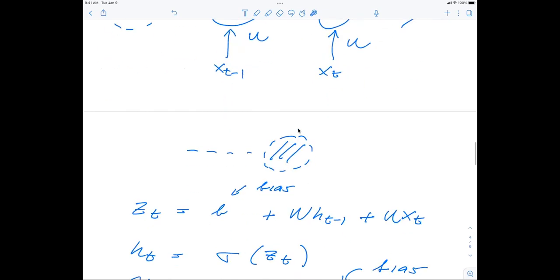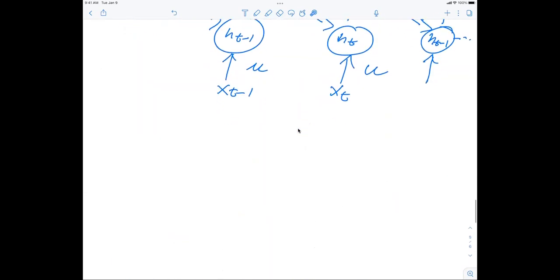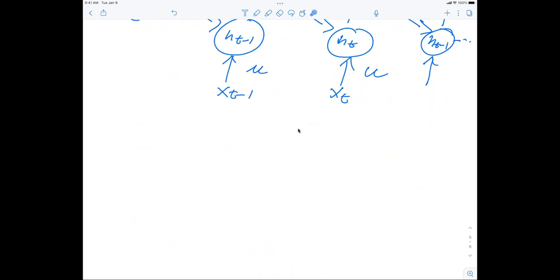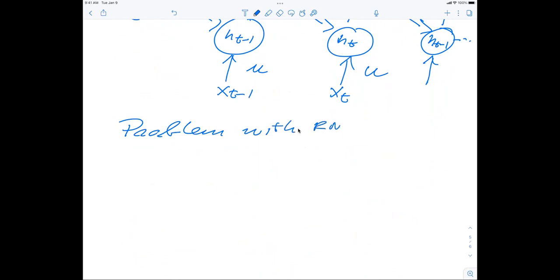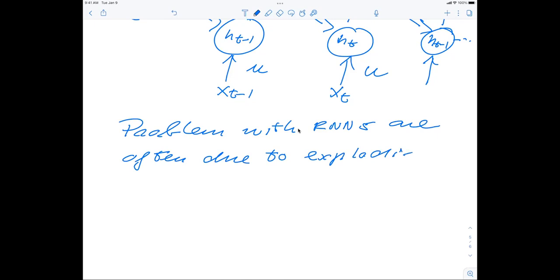Okay, so one of the problems we face when we are dealing with these kind of recurrent networks is actually the problem of growing gradients. So the typical problem, let's just write it here, problems with RNNs are often due to exploding gradients. And there's a simple way to understand that.